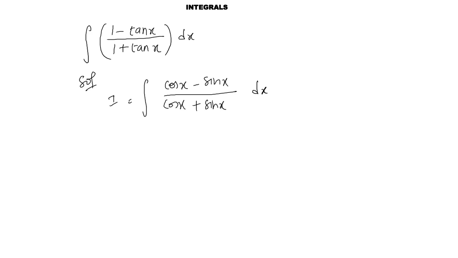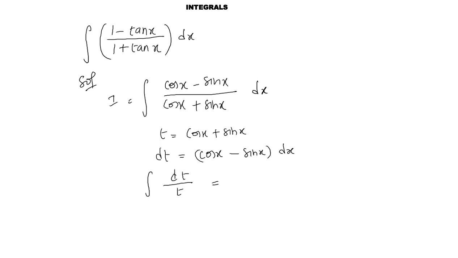Okay, and then let us take t as cos x plus sine x, so dt will be cos x minus sine x into dx, right? Okay, so integral dt by t, which is equal to log t plus c. This is equal to log of cos x plus sine x plus c, right? We'll move on to the next problem now.